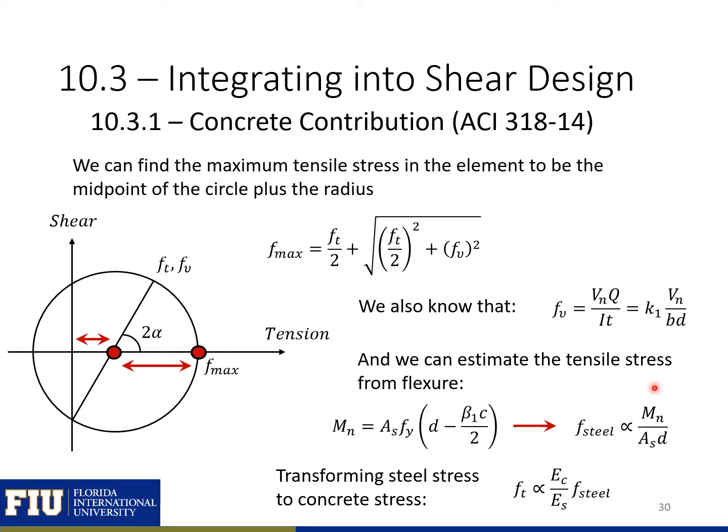We can also estimate our tensile stress from our flexure, where our stress is proportional to our moment divided by As times d, just from our nominal moment expression, where we're summing our moments about the centroid of our compression block. So we can transform this steel stress to concrete stress by multiplying it by Ec over Es.